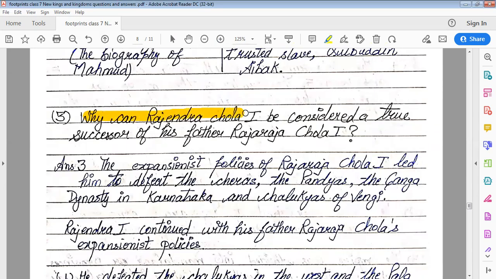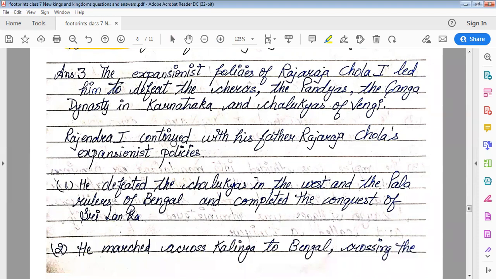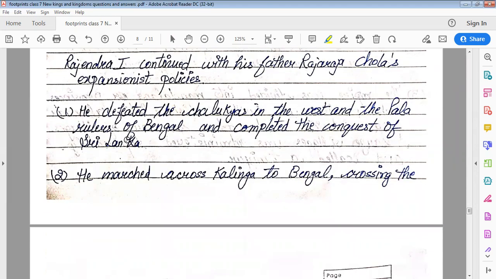Why can Rajendra Chola I be considered a true successor of his father Raja Raja Chola I? The expansionist policies of Raja Raja Chola I led him to defeat the Cheras, the Pandyas, the Ganga dynasty in Karnataka, and the Chalukyas of Vengi. Rajendra I continued with his father Rajaraja Chola's expansionist policy. He defeated the Chalukyas in the west, the Pala ruler of Bengal, and completed the conquest of Sri Lanka.